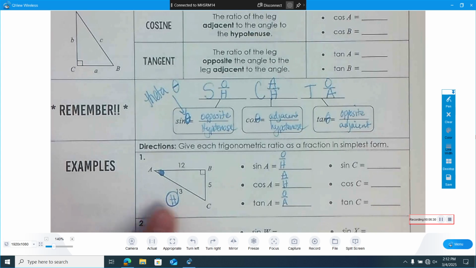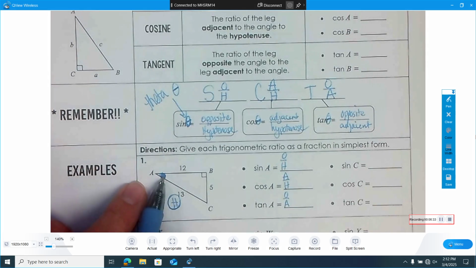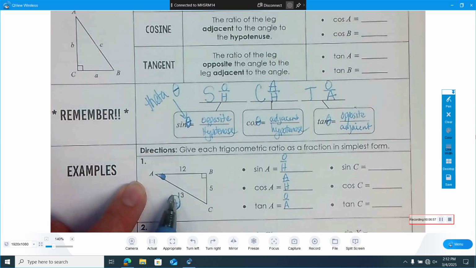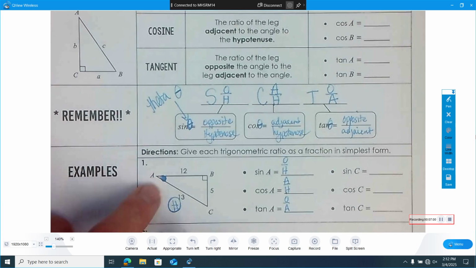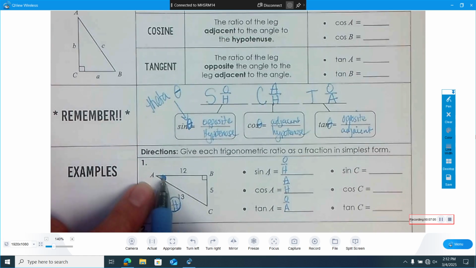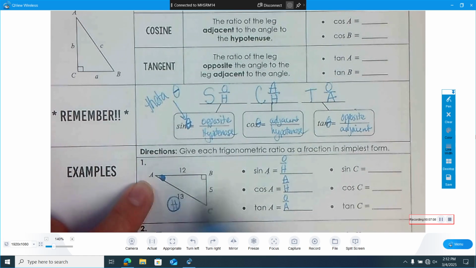That one doesn't change. When we are looking from angle A, where is the opposite side? It's opposite the angle, all the way across the triangle. Where's the adjacent to angle A? 12. 12 is right next door, right adjacent to that angle A. 13 is also adjacent, but it's already taken as hypotenuse, right? So according to angle A, what is opposite over hypotenuse going to be? 5 over 13.